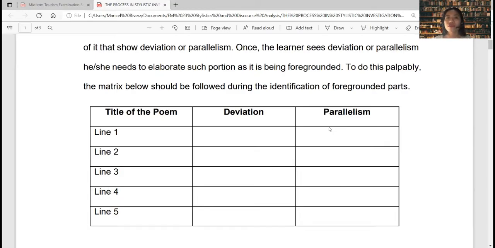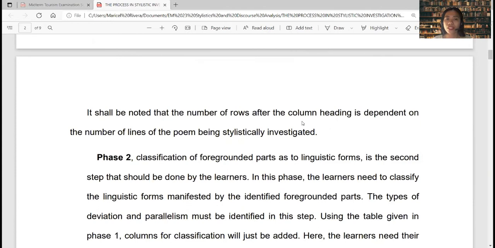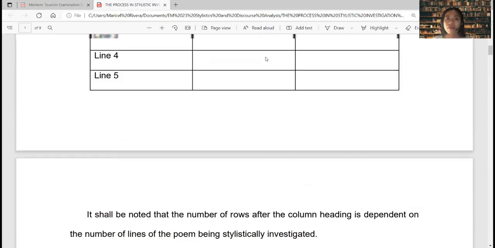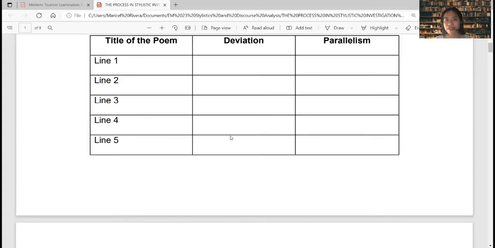So that is the first phase. Okay, so it shall be noted, class, that the number of rows after the column heading is dependent on the number of lines of the poem being stylistically investigated. So it doesn't mean it is always 5 rows here. No, what if you are investigating a poem which is composed of 10 lines? Of course, there will be 10 rows that you are going to put in your matrix.